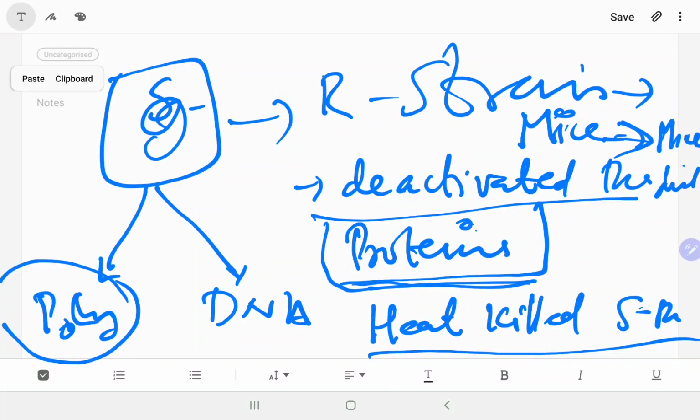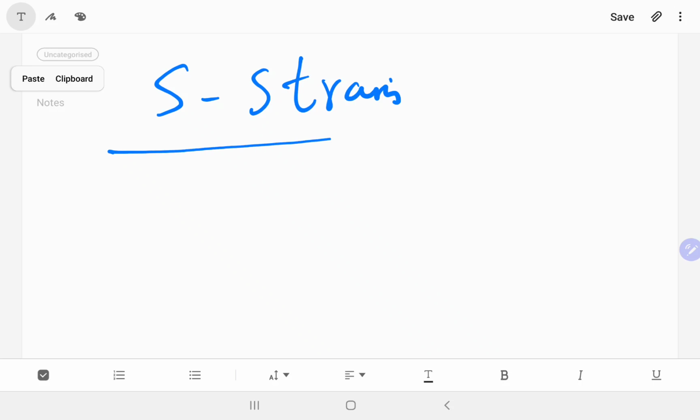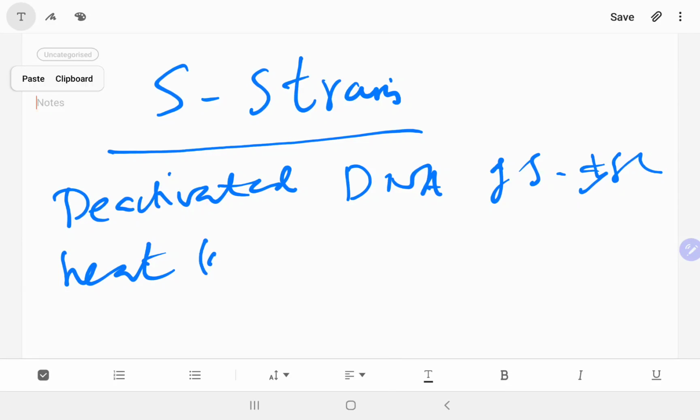But here what happened is the mice died. When the mice died, it means that protein is not the transforming principle, is not the genetic material. DNA is the genetic material. To confirm this, they did another experiment with the same strains. In the first experiment, they deactivated the protein. In the second experiment, they deactivated DNA of the S strain, and then heat killed it.